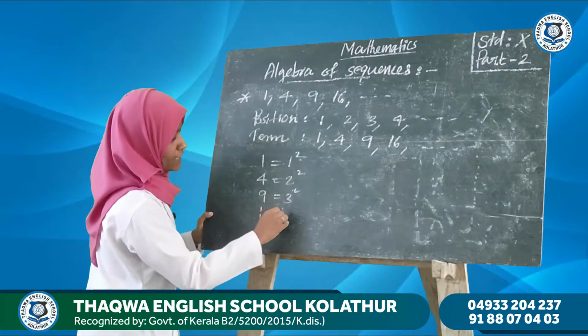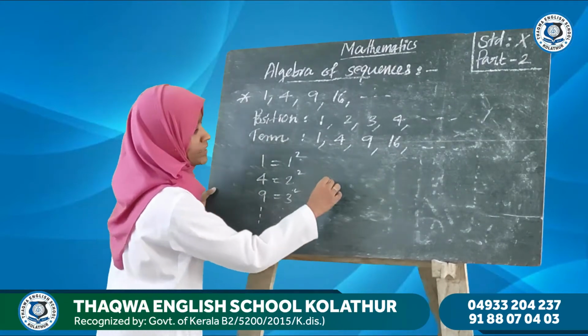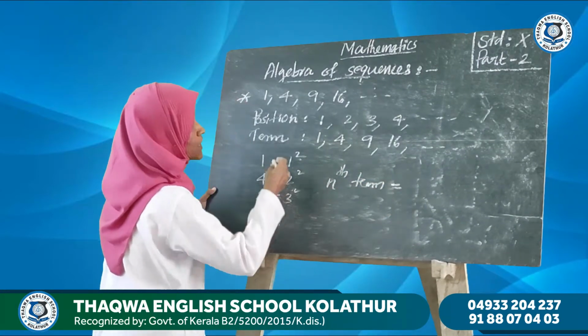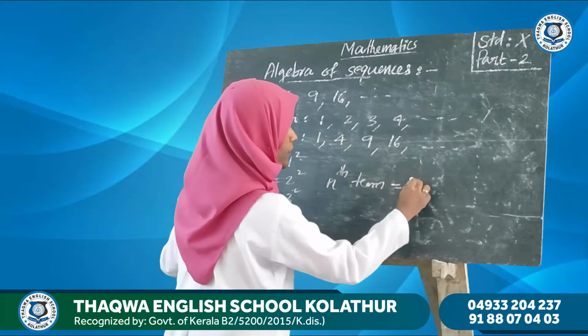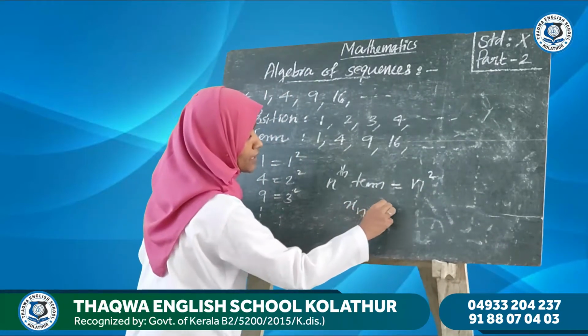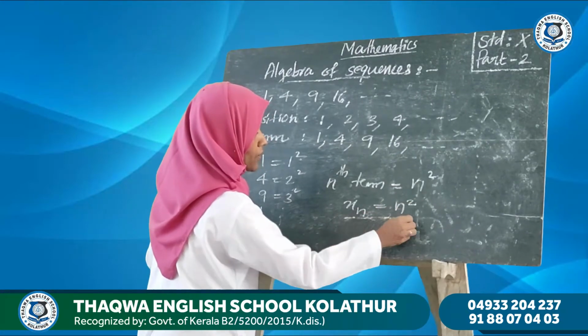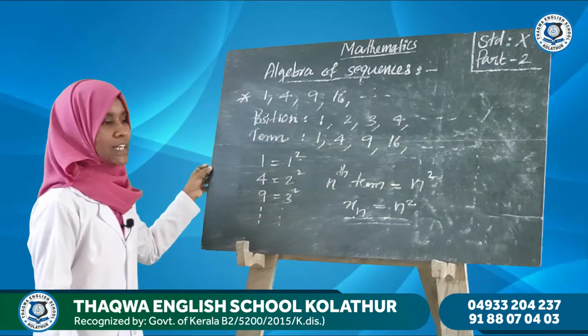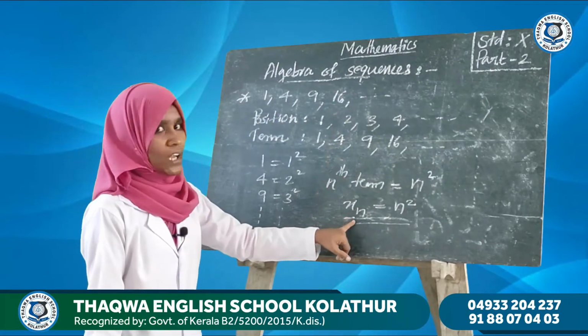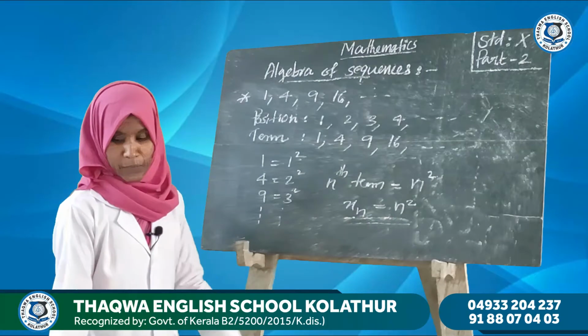By continuing like this, we can write the nth term of this sequence is n square, or we can write xn equals n square. Okay. Or the algebra of the sequence 1, 4, 9, 16, etc. is xn equals n square.